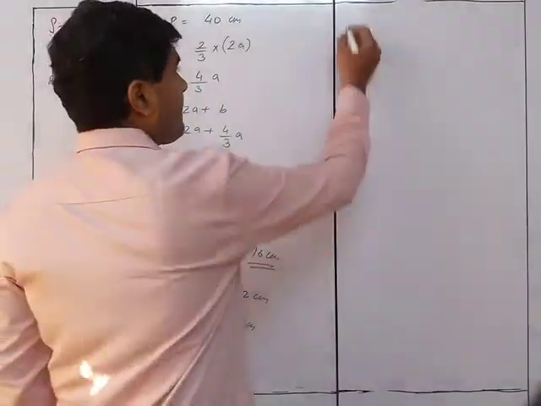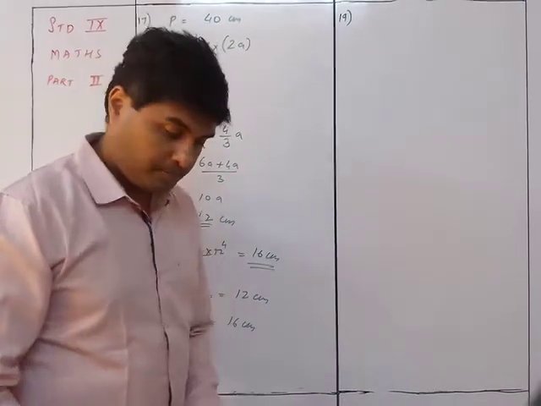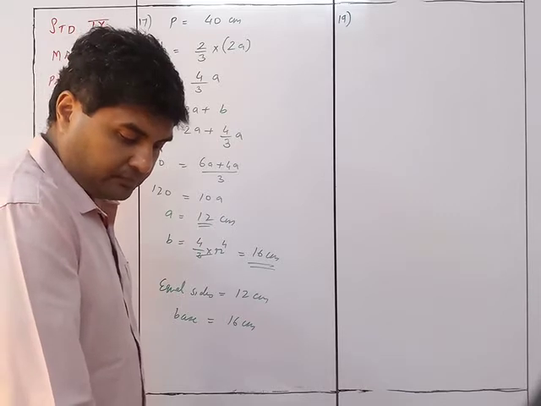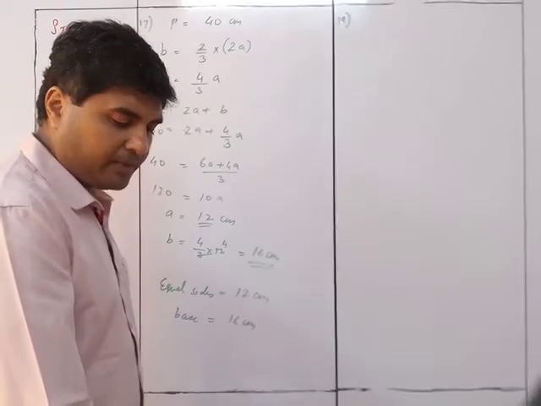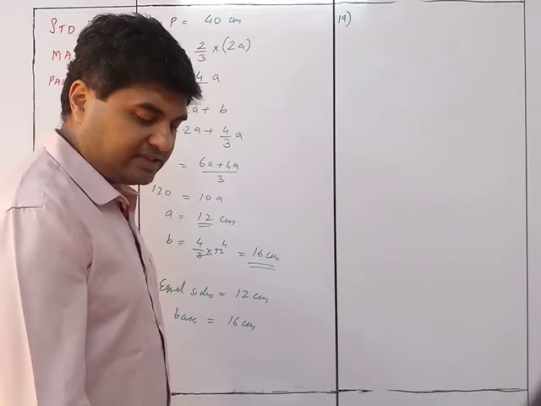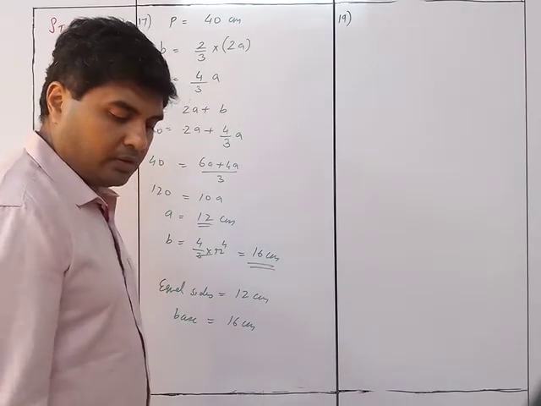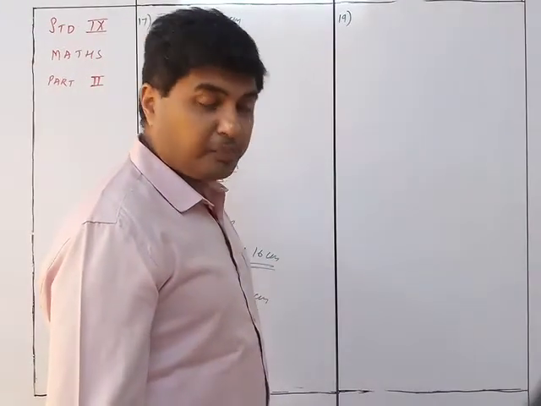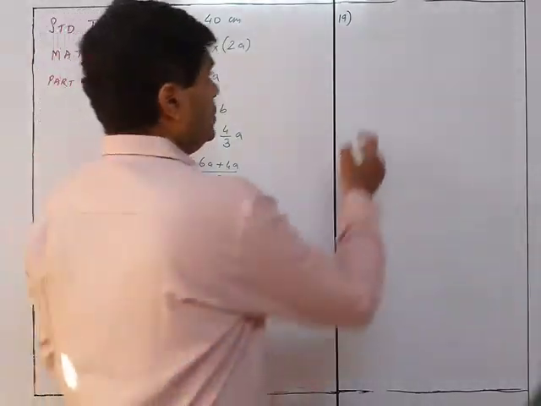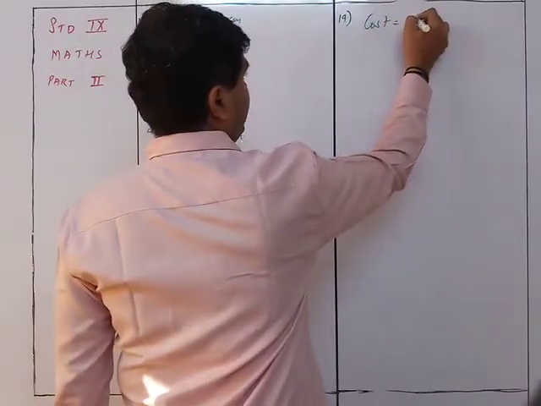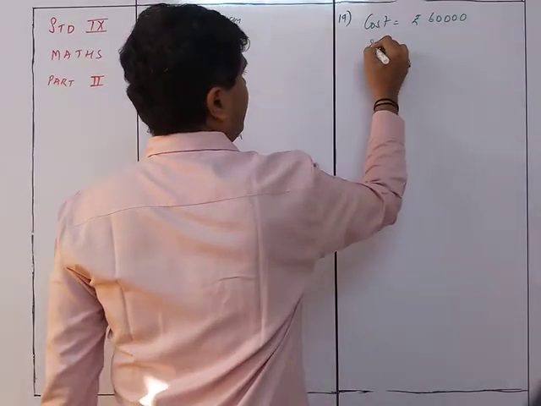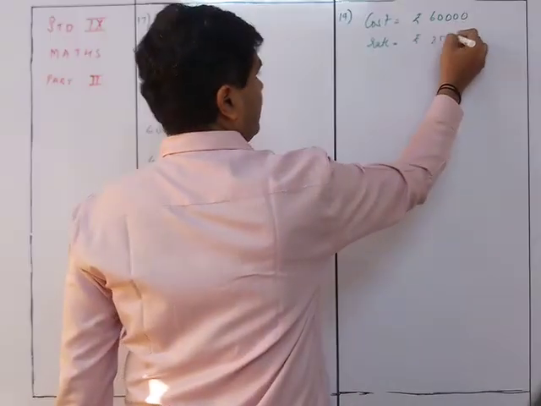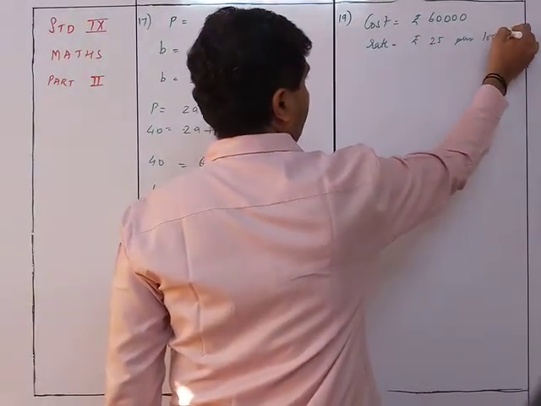Sum number 19. The base of a triangular field is 3 times its height. If the cost of cultivation at rupees 25 per 100 meter square is 60,000. So it is given to you that at the rate of 25 rupees per 100 meter square the cost is 60,000. So cost is equal to rupees 60,000. Rate is equal to rupees 25 per 100 meter square.